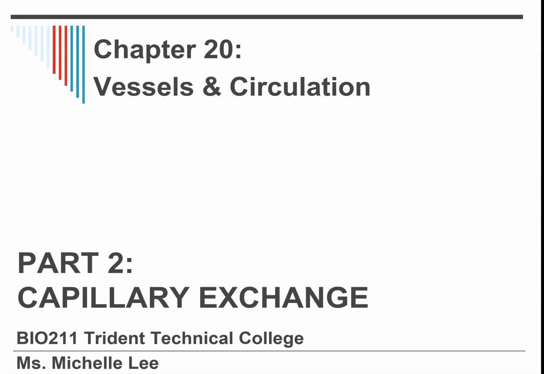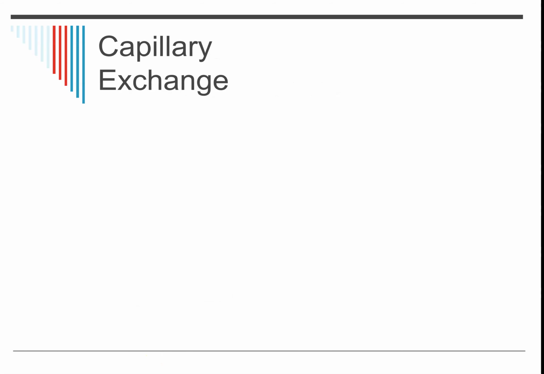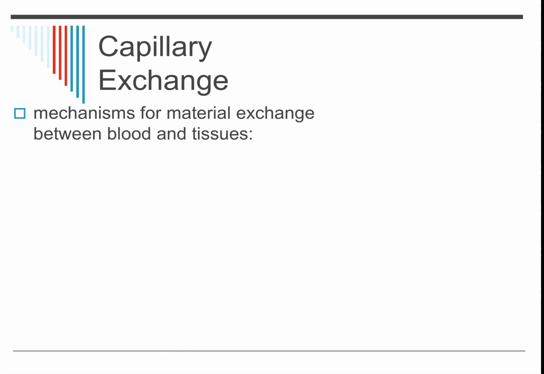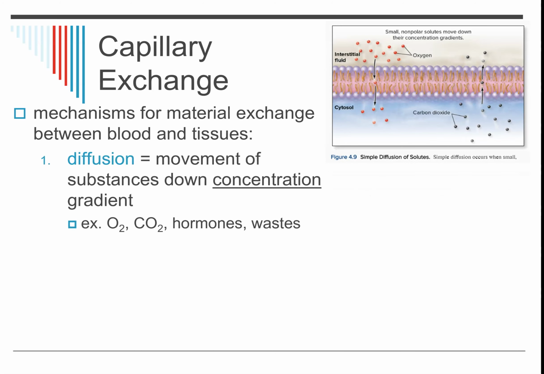So the second video for chapter 20 is capillary exchange, and let's take a look. This is how materials are going to be exchanged between the blood in the capillary and the tissues that the capillary is in, basically. And there's three ways for capillary exchange to happen.